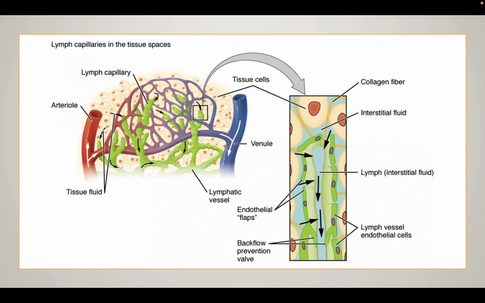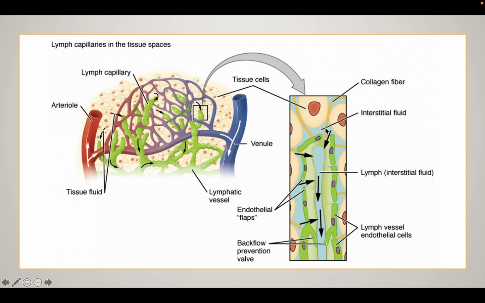So what you can see in this image, and I'll show another image as well that's zoomed up on the side, you can see these little flaps. So lymph will flow in here, and as it flows into this vessel, it's unable to exit out the same way in which it came.